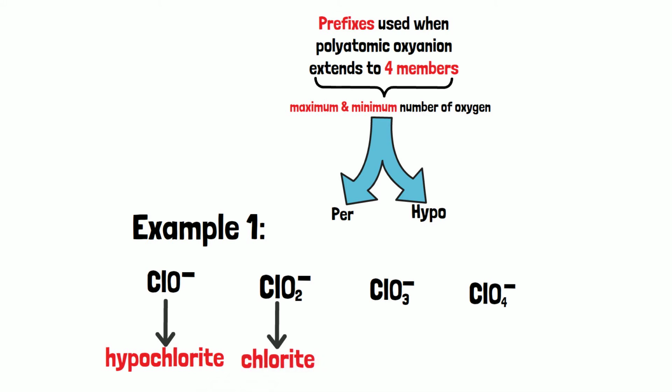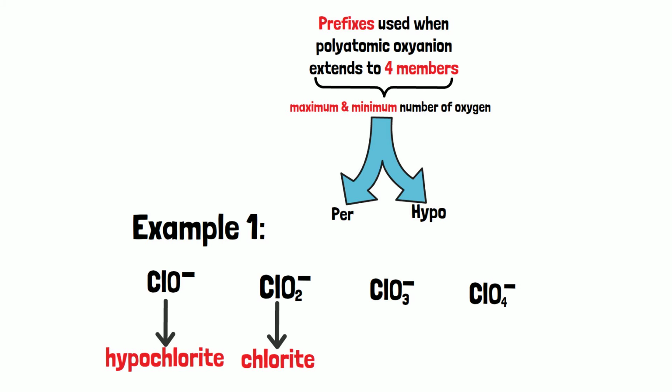Did you notice any pattern or anything? If you notice that ClO- has one less oxygen than ClO2-, then you're on the right track. That is why the prefix hypo is used when naming ClO-, with both having names ending with ITE.